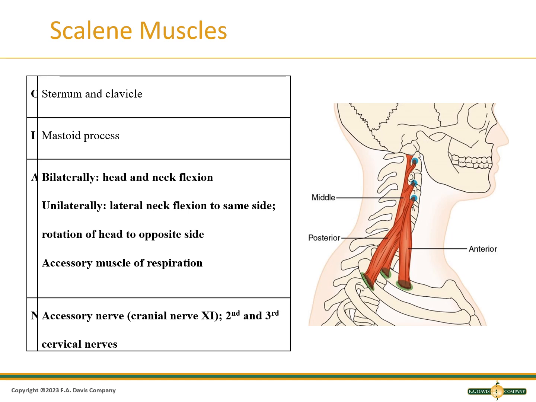When they act bilaterally, so both sides working together, we do get head and neck flexion, but they're not the primary contributors. Unilaterally, we see lateral neck flexion to the same side, rotation of the head to the opposite side. And that's going to follow the same rules that we talked about for sternocleidomastoid. If you palpate a finger on the origin and a finger on the insertion, making those fingers come closer together is going to indicate the action of the muscle. And it is also an accessory muscle of respiration. It is innervated by the accessory nerve and the second and third cervical nerves.